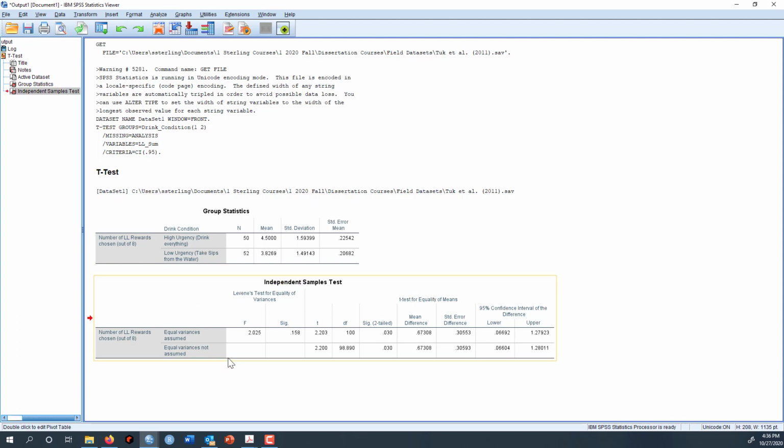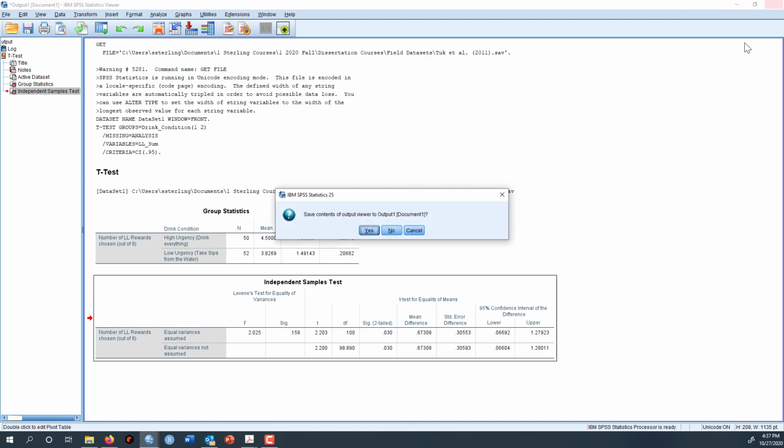Remember that the first step when you're interpreting a t-test is to look right here to see if Levene's test for equality of variances is significant. If this number is more than 0.05, which this one is, then you look at equal variances assumed to get to the t-value, which is 2.203, and the significance is 0.03, which is less than 0.05, so we reject the null, and what we arrive at is there's a significant difference between the groups in terms of the number of LL rewards chosen. Okay, that was that.